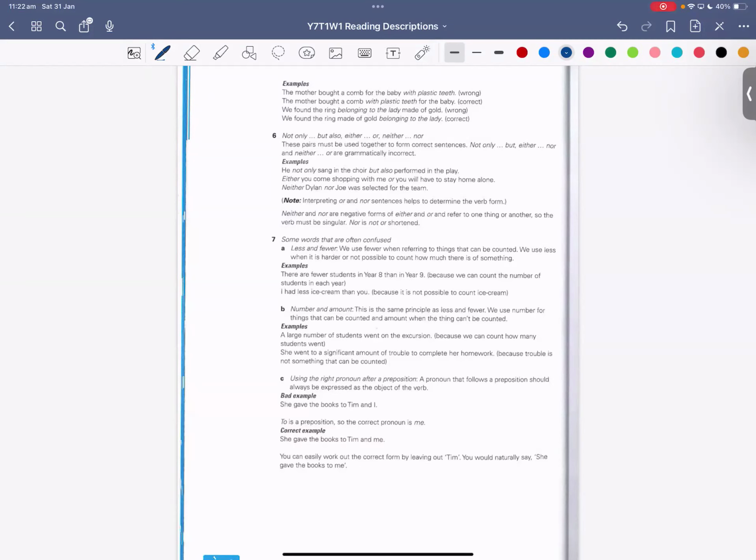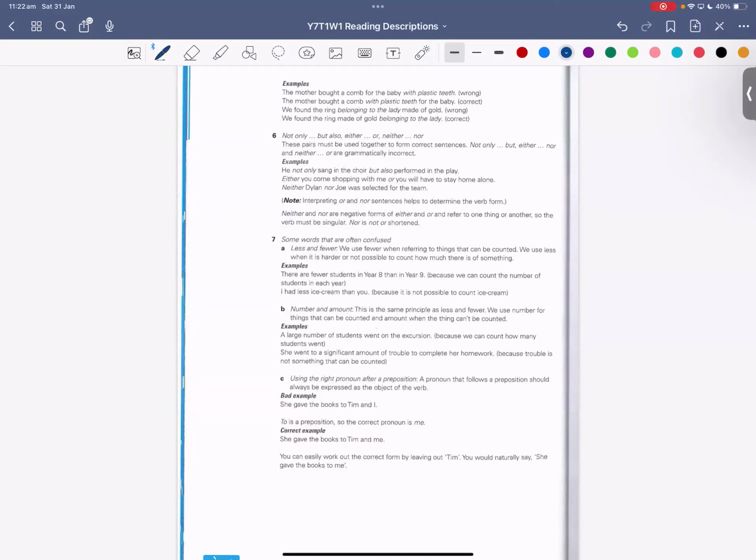Some words that are often confused. Less or fewer: we use fewer when referring to things that can be counted. We use less when it's harder to know how much there is of something. Examples: there are fewer students in year 8 than in year 9. Count the number of students in each year. I had less ice cream than you, because it is not possible to count ice cream.